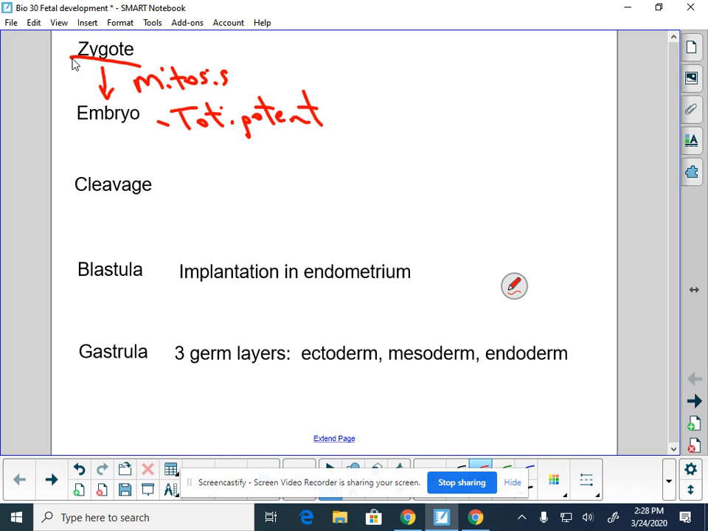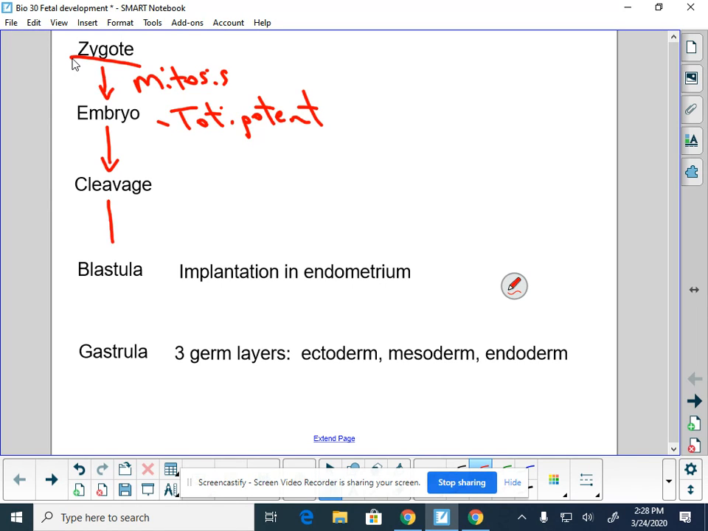There will be a Google Forms at the end of this presentation for you to answer what a totipotent cell is. The embryo stage does division and becomes the cleavage stage. The cleavage stage is known as cell division without cell growth, so the overall mass of the cells does not get bigger as it moves through the fallopian tubes.